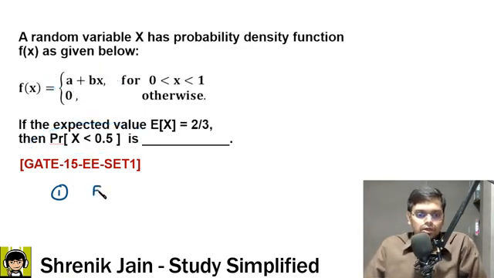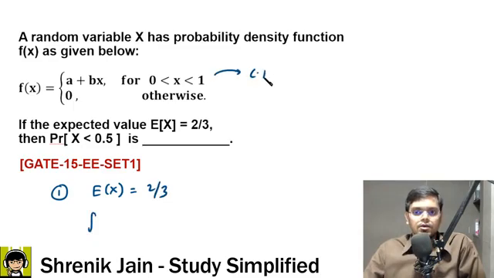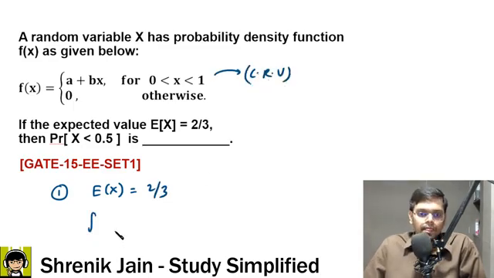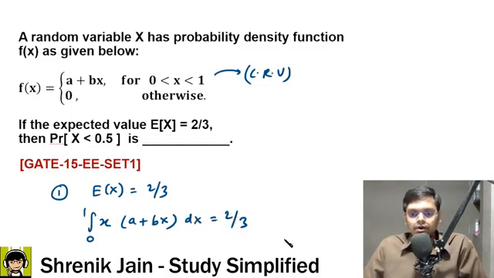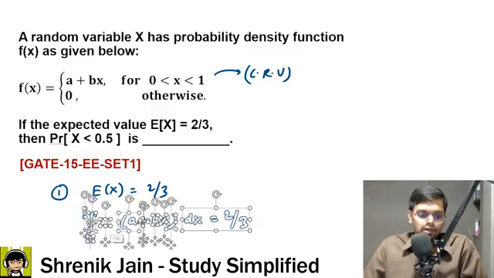As per the question, E of x is equal to 2 by 3. E of x, since it's a continuous random variable, is integral 0 to 1 x into f of x. Function is behaving as a plus bx when my x is in this range 0 to 1. Correct? So that is equal to 2 by 3. And further I can move forward. Guys, please check it out.